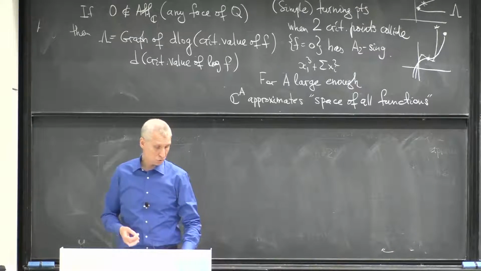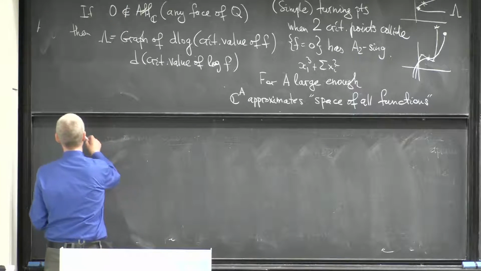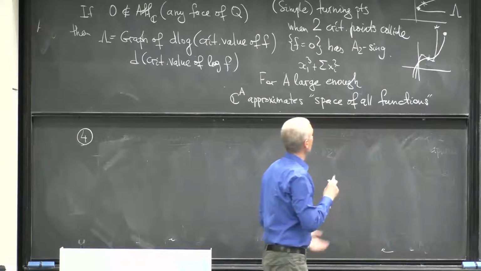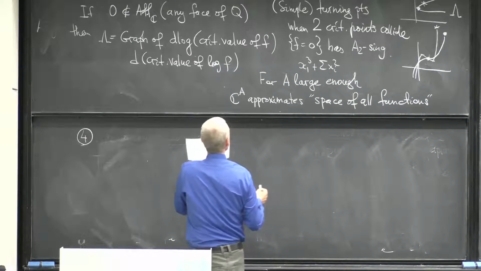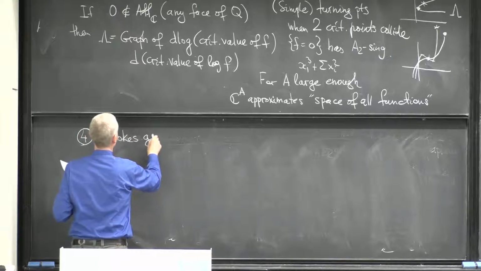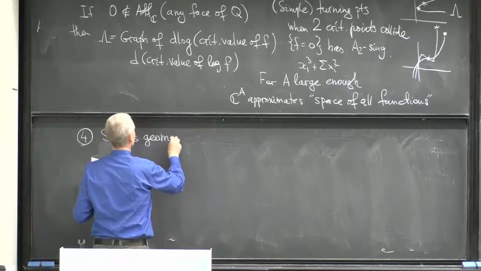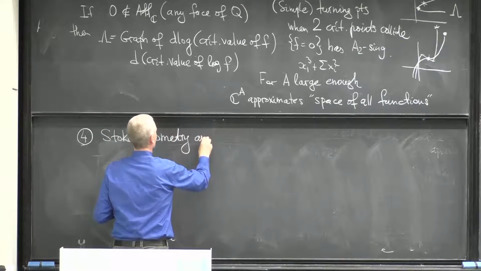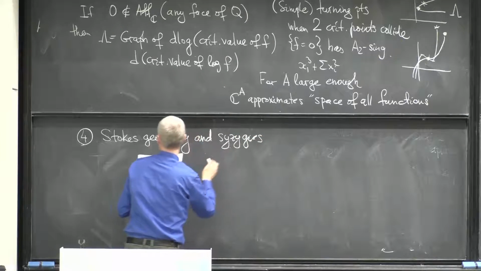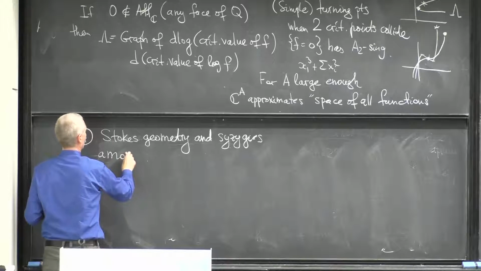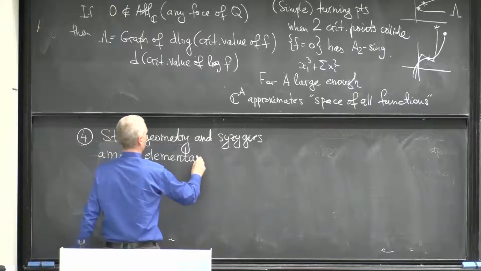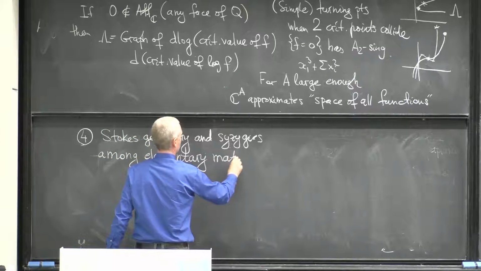So now let me discuss my next point, which will be what if we try to look at the analogs of Stokes curves in this situation. Let me call this part Stokes geometry and syzygies among elementary matrices.